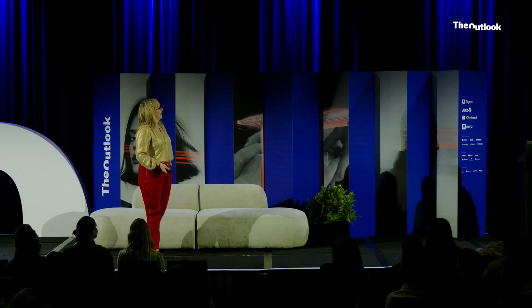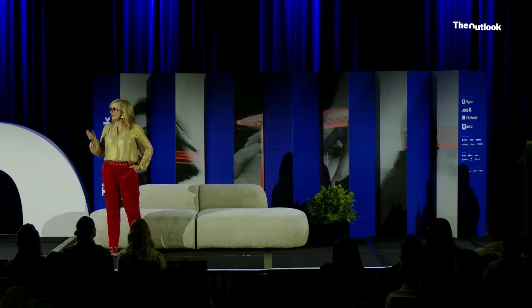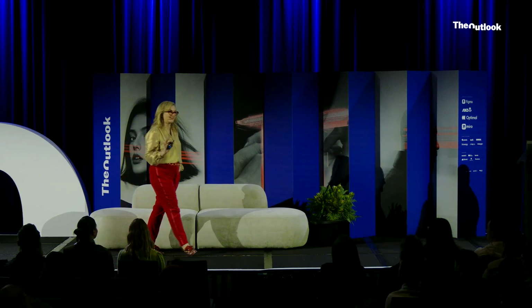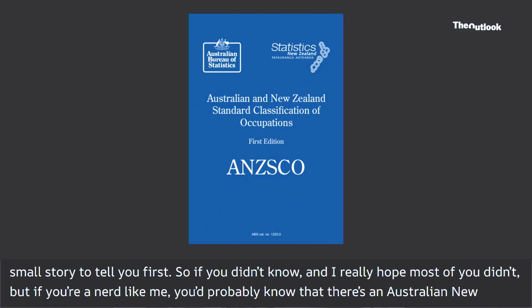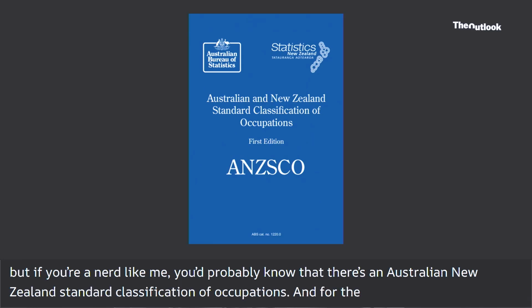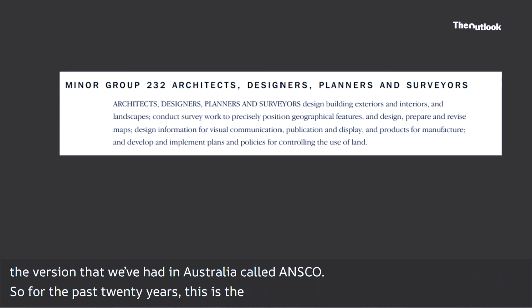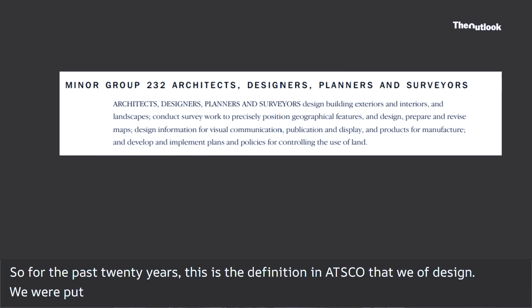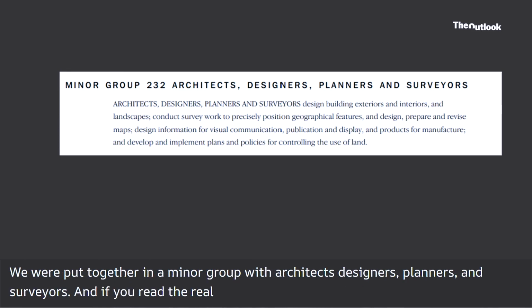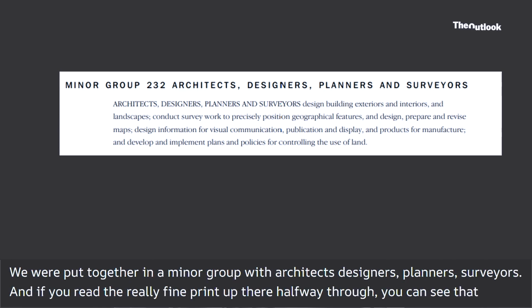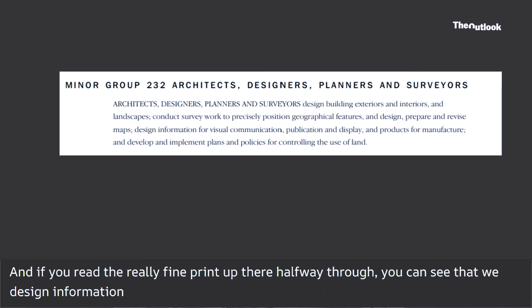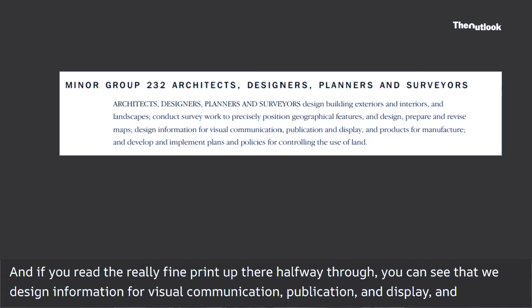So, if you didn't know, and I really hope most of you didn't, but if you're a nerd like me, you'd probably know that there's an Australian-New Zealand standard classification of occupations. And for the past 20 years, this is the version that we've had in Australia, called ANZSCO. So, for the past 20 years, this is the definition in ANZSCO that we've given of design. We were put together in a minor group with architects, designers, planners, and surveyors. And if you read the really fine print up there, halfway through, you can see that we design information for visual communication, publication, and display, and products for manufacture.